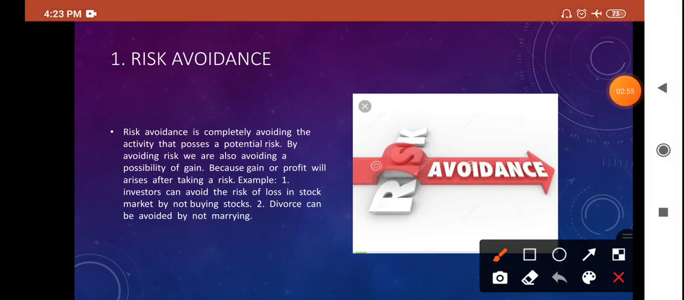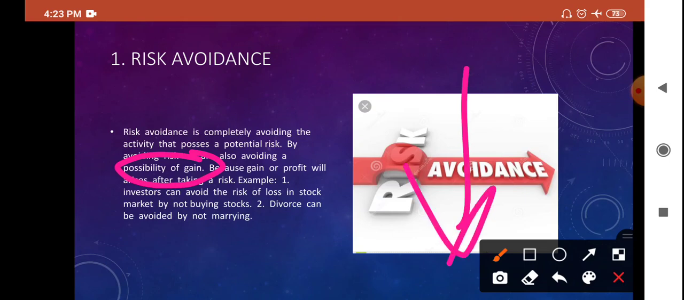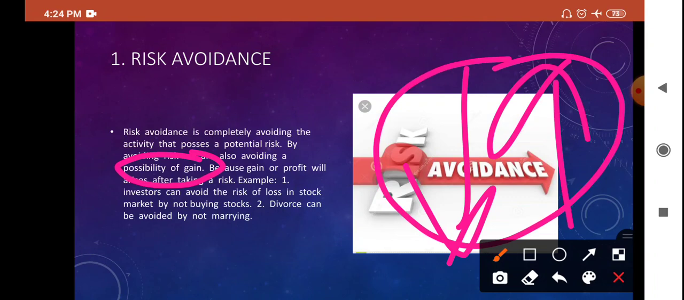So we are totally avoiding it by not facing that risk. Indirectly it means we are avoiding the possibility of gain. I told you, every business, either small or big, has a risk. If you are not ready to face a risk, the possibility of gain will be reduced. Obviously, if you are facing the risk, the possibility of gain may increase. Eventually, the chances of loss also exist when we compare to gain.